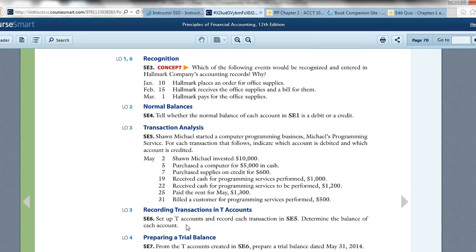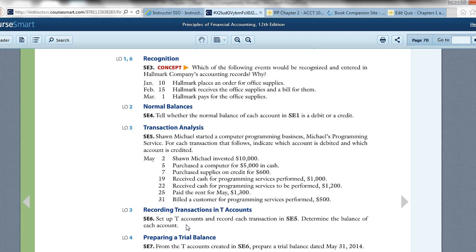This is SE5. Sean Mike, for each transaction, indicate which account is debited and which account is credited. So what is debited? Cash. What is credited? Capital. May 5th, purchased a computer for $5,000 in cash. What is debited? Equipment, an asset. What is credited? Cash.